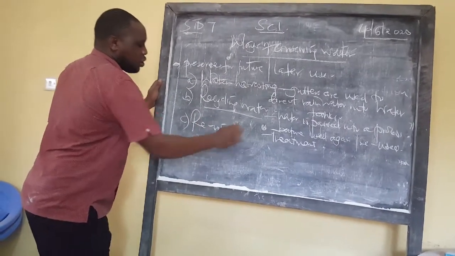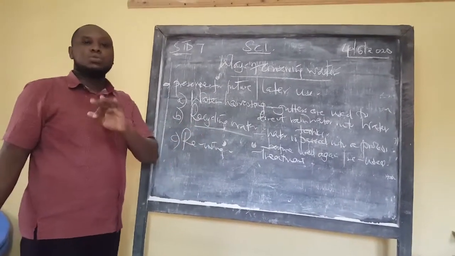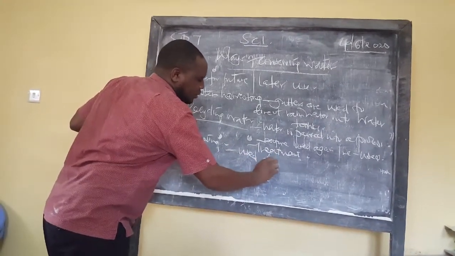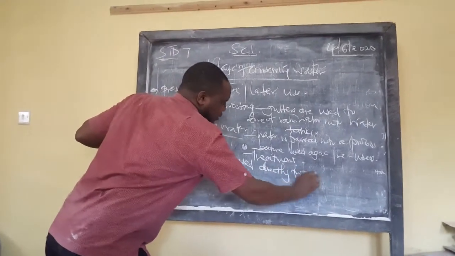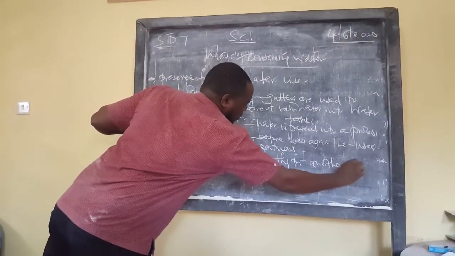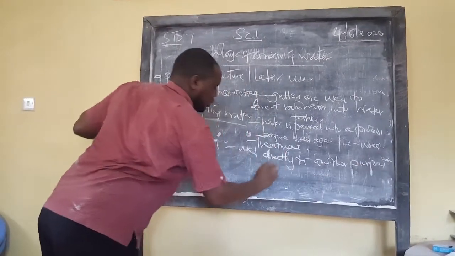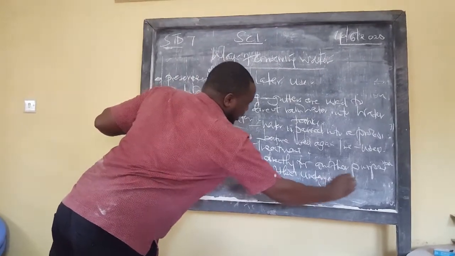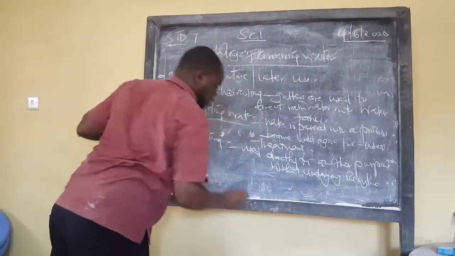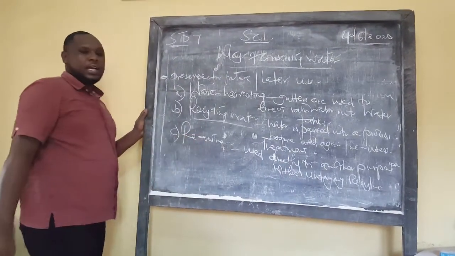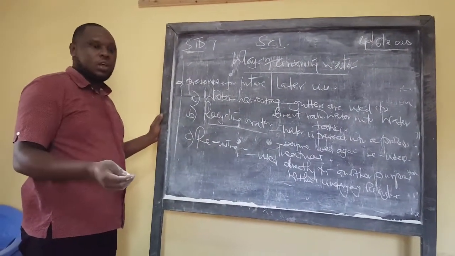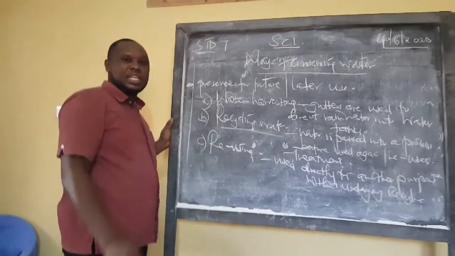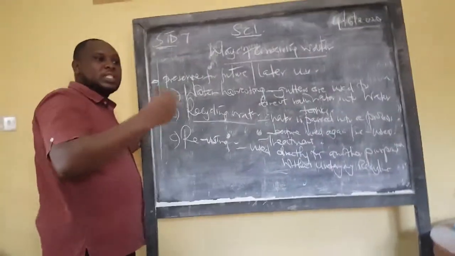The other one is reusing. Now, contrary to what we have said here, in reusing, you use the water directly for another purpose without undergoing recycling. What are we saying here? That this water is not harmful. So the water can be used for another purpose, in the same state it is. That is what we mean by reusing. Use it once and again.